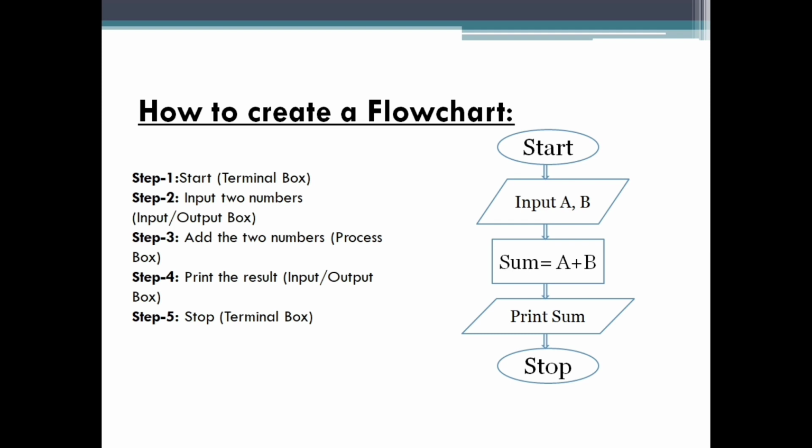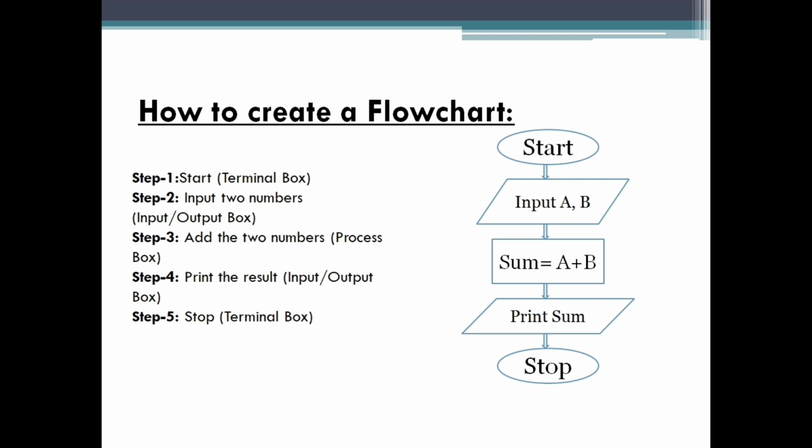On the left side, you can see the algorithm of this program, and on the right side you can see the flowchart of this program. Step 1, start. In the flowchart, start is an oval shape. Step 2, input two numbers. You can see input A, B. I took A, B in the input box. Step 3, add the two numbers. In the processing box, I use sum equal to A plus B.